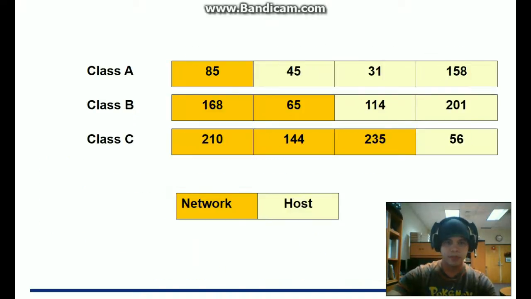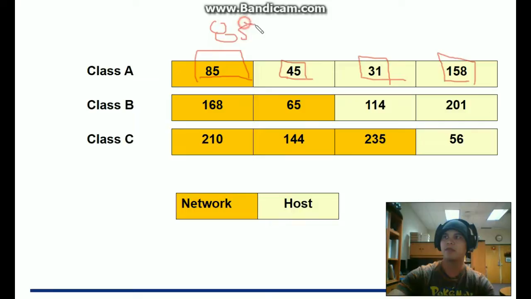So here is a slide showing if we were to put numbers here. If all these numbers right here were filled in, based on whatever this number is, that will determine if it's a Class A, Class B, or Class C address. Even though there are numbers filled in right here, this is the host portion of an IPv4 address, but at the classful network, it is just 85.0.0.0. So that is a classful network.